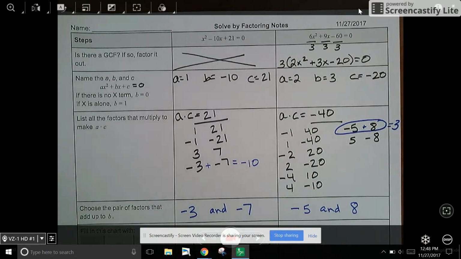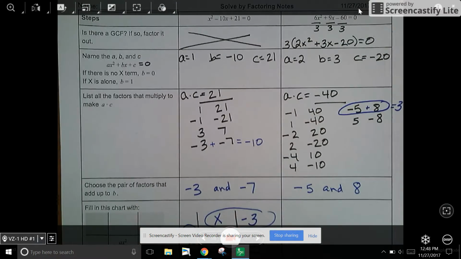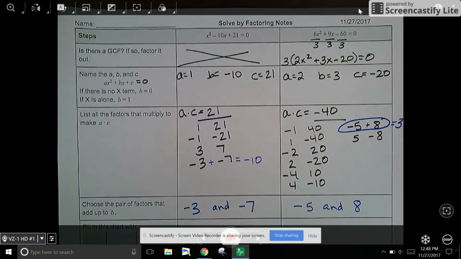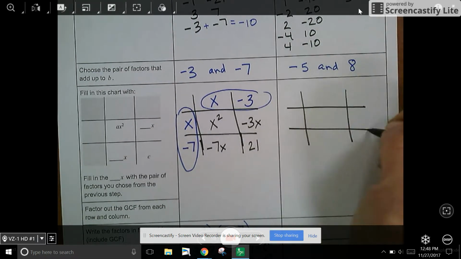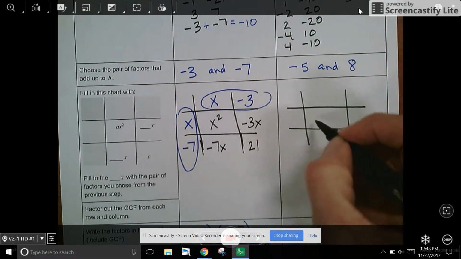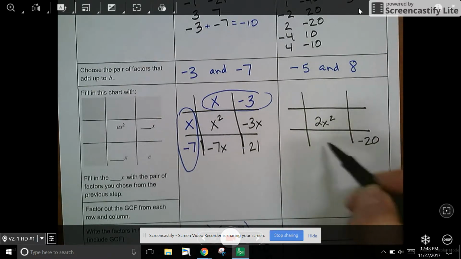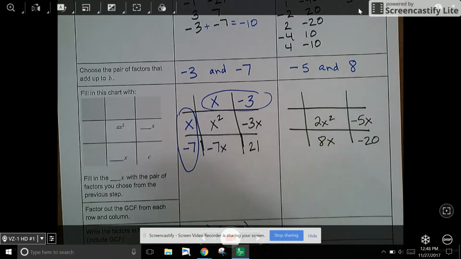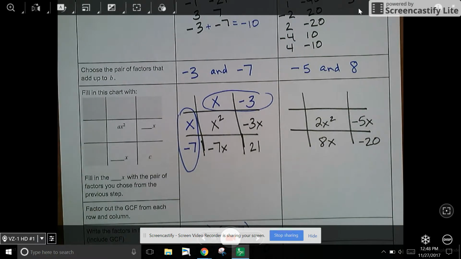So now I'm going to make my tic-tac-toe box. This process is the same as the other column. The only difference is we factored out a GCF and our A is not 1. So here's my tic-tac-toe box. In the middle, I have ax squared. My A was 2, so I'm putting in 2x squared. My C goes here. Our C is negative 20. And then these factors that I picked, they're going to go right here, and they each need to have an x next to them. It doesn't matter which one you put in which box. As long as these numbers are here with x's, it will work.